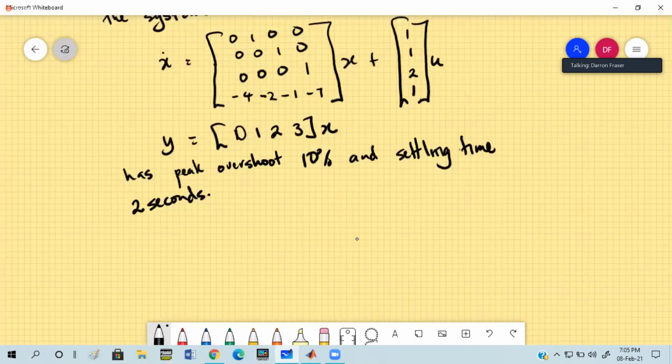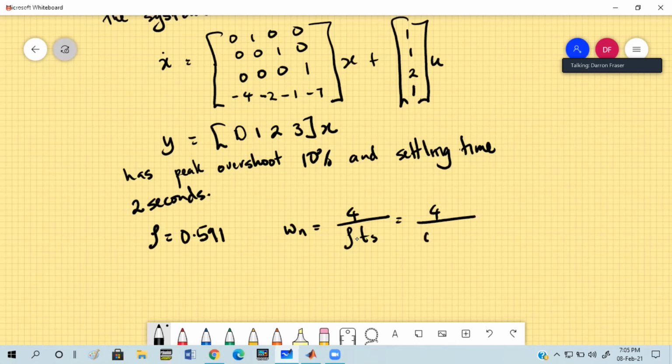So in this one, we know that the damping ratio is 0.591. And then we have omega n is equal to 4 over the damping ratio times the settling time, which is 4 over 0.591.